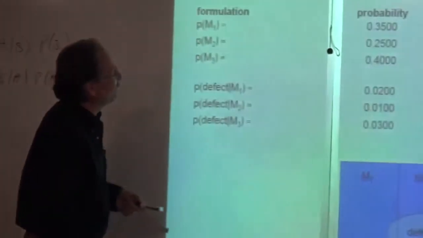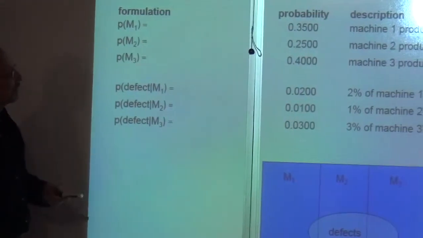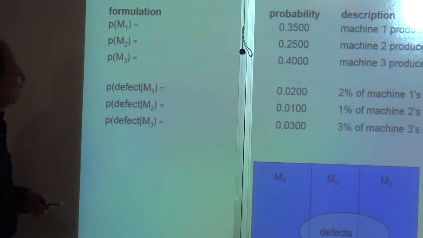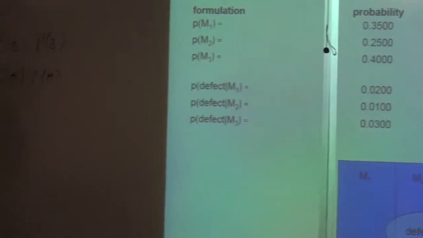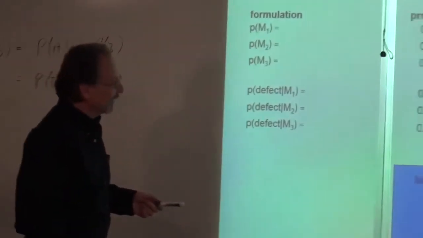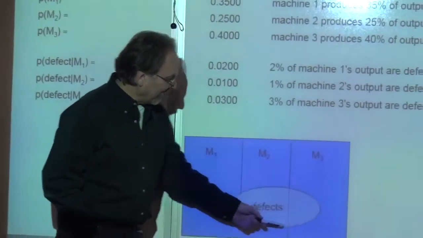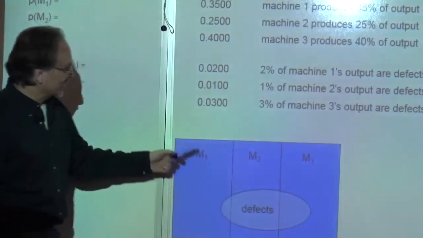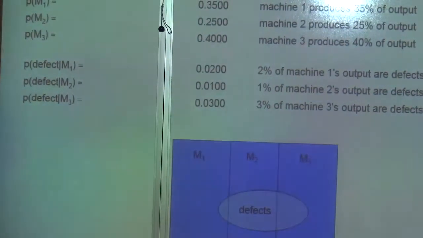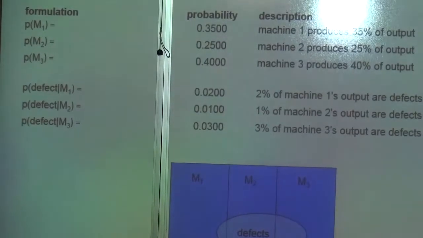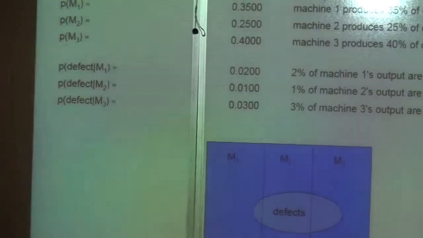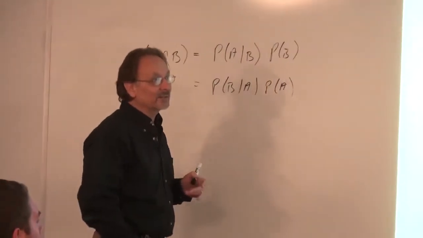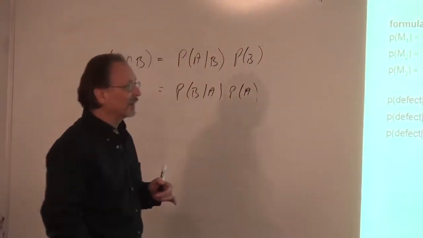Defect given we know we're on machine 1, a defect given we know we're on machine 2, and a defect given that we know we're talking about machine 3. So now we have conditional probabilities for defects, and you can think of defects as this subset. There's a subset of machine 1, machine 2, and machine 3 that have defects, and that's from our whole universe. A question we can ask is what's the probability of defect overall? Because we have it for each one of the machines, but we don't have it for our entire output.